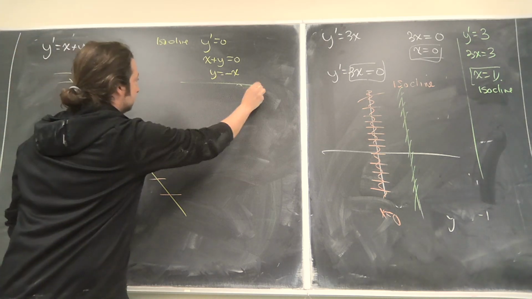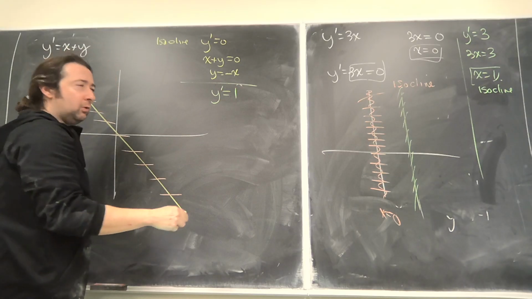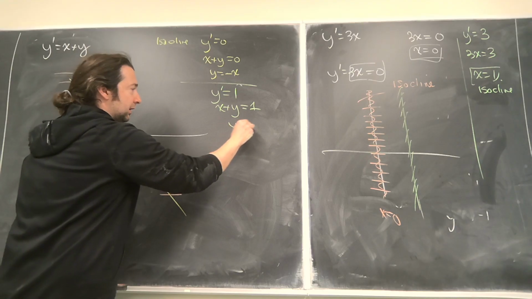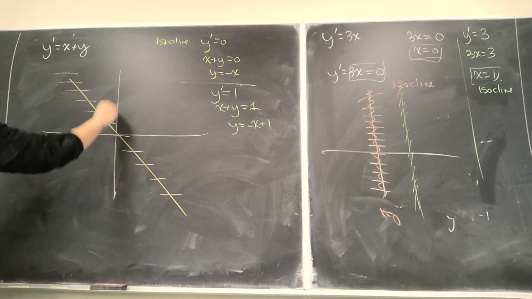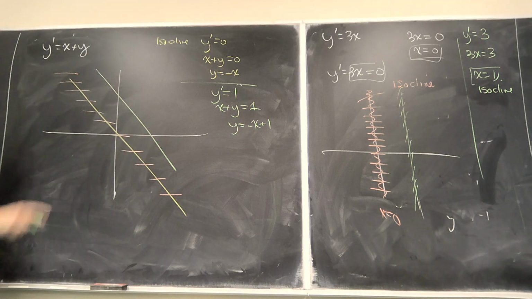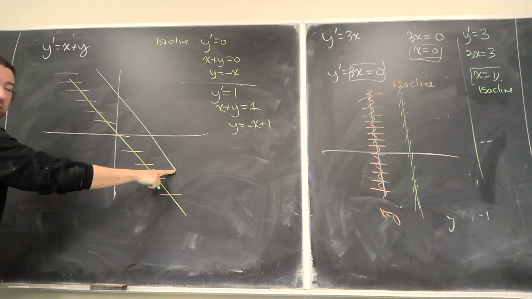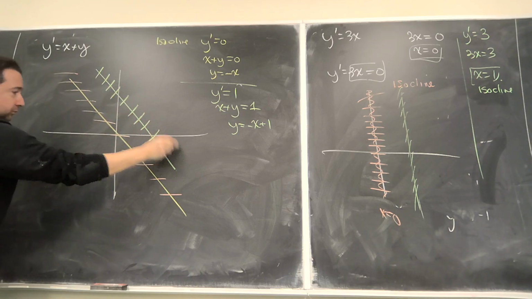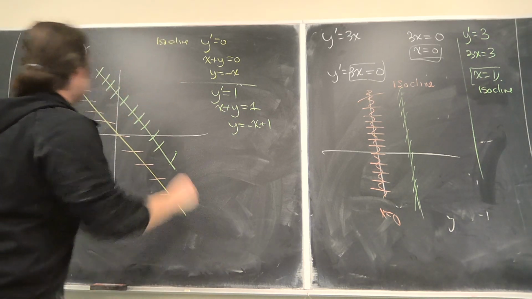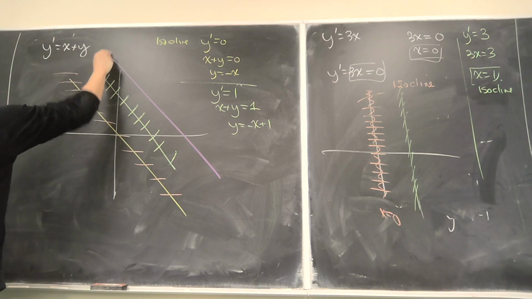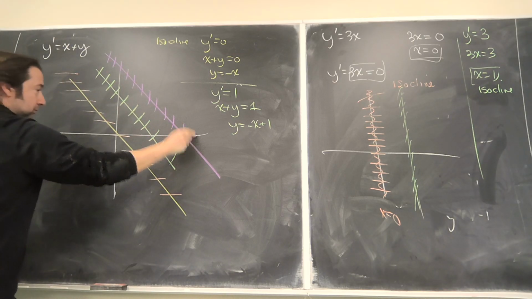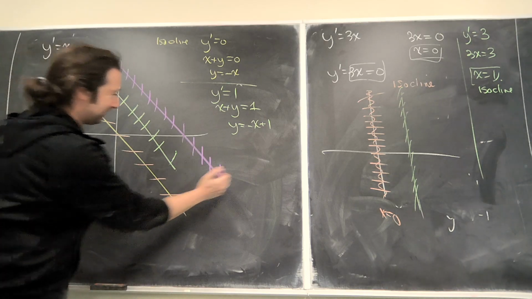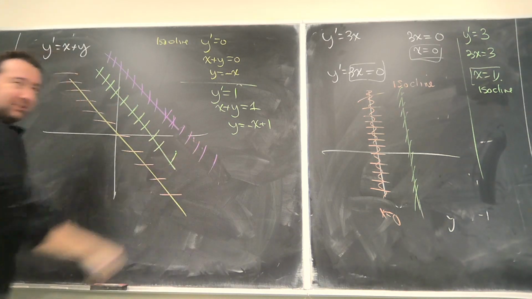If y prime is going to constantly be equal to 1, then that would mean that x plus y should be equal to 1, which means y is equal to minus x plus 1. Minus x plus 1 looks like this. This is the isocline that goes with all slopes 1. This will turn out to be the isocline that goes with all slopes 2. Those are twos, just not straight vertical. There we go.